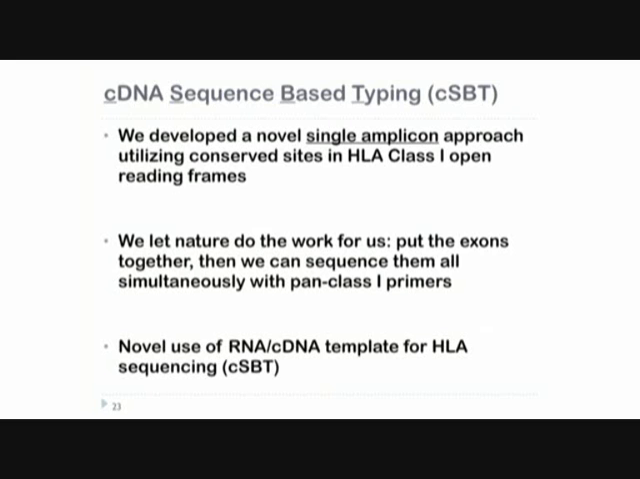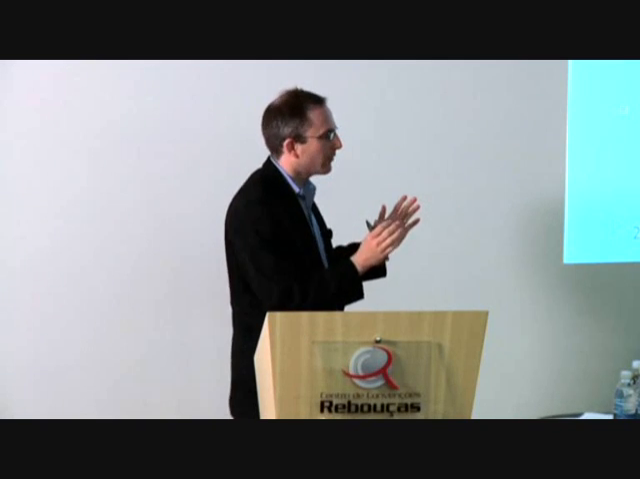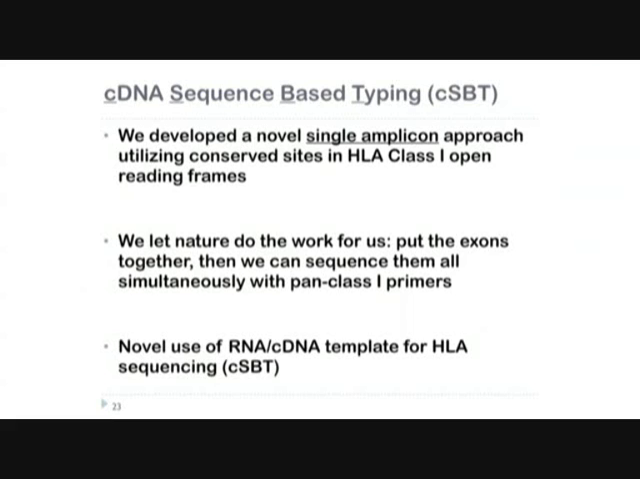And to do this, we developed a method that we termed cDNA sequence-based typing, where we used a single amplicon that utilizes conserved sites in the HLA class 1 open reading frames. And we let nature do the work for us. We let nature put the exons together. We sequence across the intron boundaries because they're simply not there. And then we can sequence all of the class 1 alleles simultaneously using pan class 1 priming.